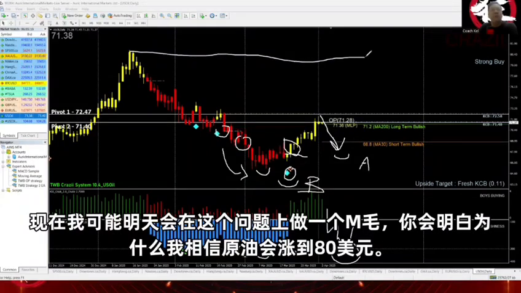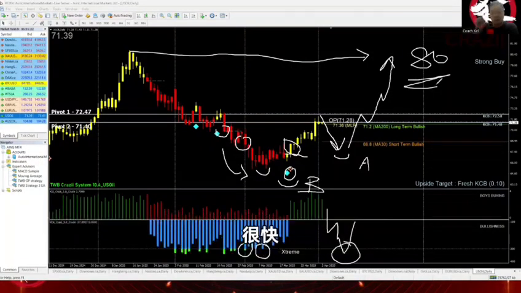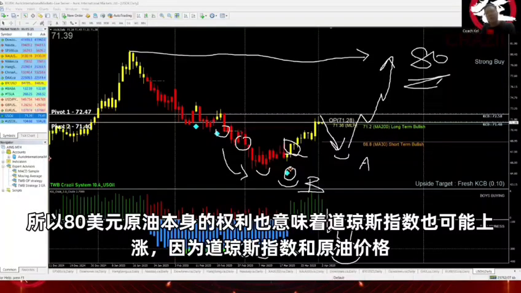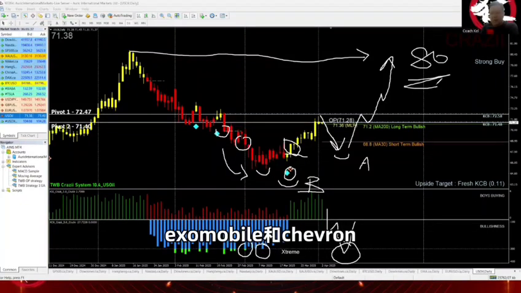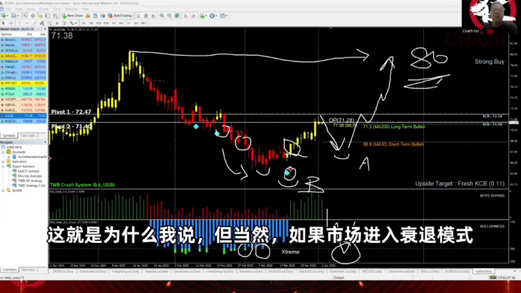Now, I will do a MAO probably tomorrow on this, and you will see why I am believing that crude oil will go to $80 very soon. So $80 on crude oil itself will also mean that the Dow Jones may also be going up, because the Dow and the crude oil have a very interesting direct relationship because of all the crude oil stocks involved, like Exxon Mobil and Chevron, all this, yeah. So this is why I say.